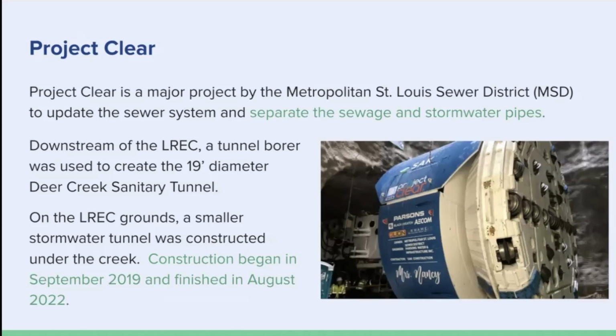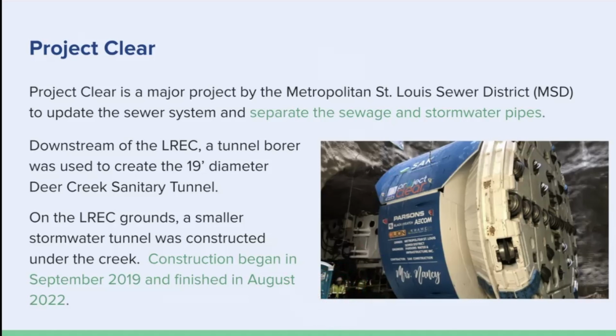downstream of Litzinger, there was a massive tunnel made, 19-foot diameter, called the Deer Creek Sanitary Tunnel. They had a giant tunnel borer you can see here, Mrs. Nancy. It's big. You can see this guy over here, that they used to dig this giant tunnel. That was, again, downstream of us, but on Litzinger grounds, there's a smaller tunnel that was built to replace the older sewer system. It's bigger than the older sewer system, has storage tanks, and that was constructed under the creek.